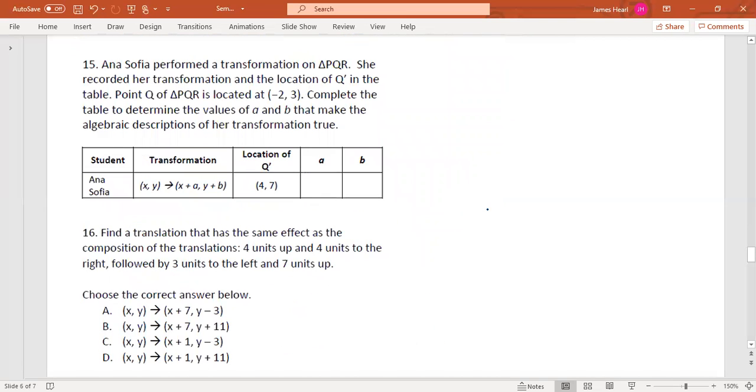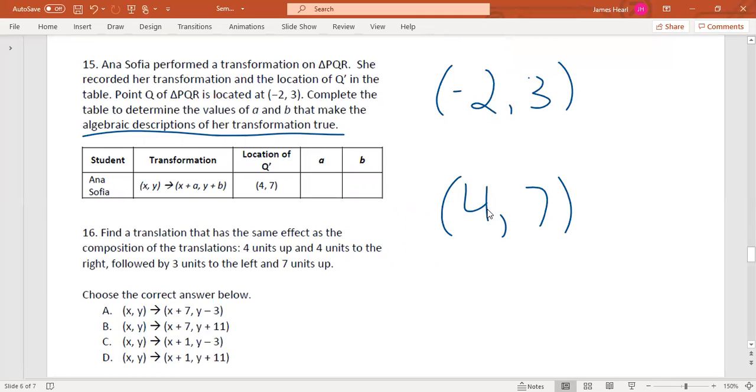For 15, same idea, but this time not multiple choice. Point Q was at -2, 3, and according to the table, Q prime was at 4, 7. You're asked to fill in what are the values of A and B to make this transformation true. So basically, what happened? To get from -2 to 4 must have been adding 6 to the x values. So x plus A must have actually been x plus 6. And to get from 3 to 7 is adding 4 to the y value, so y plus B must have been y plus 4.